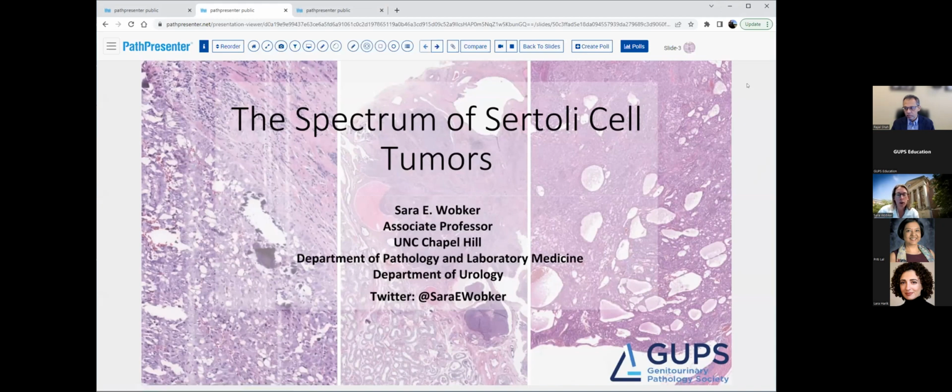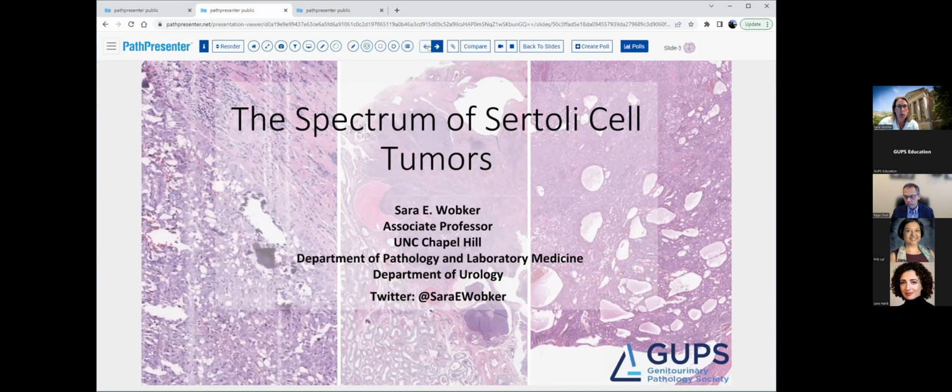Great. Okay, so today I was asked to discuss a testis topic, and I chose the spectrum of Sertoli cell tumors. And I think this is a nice framework to discuss the new WHO classification, which just came out, where there's some recategorization of some of these tumors.